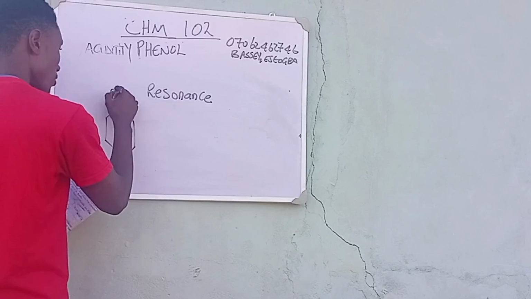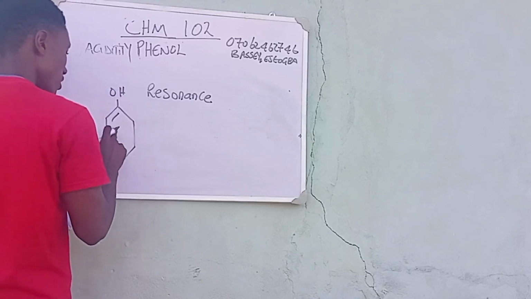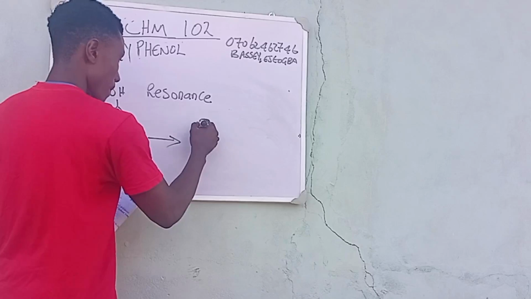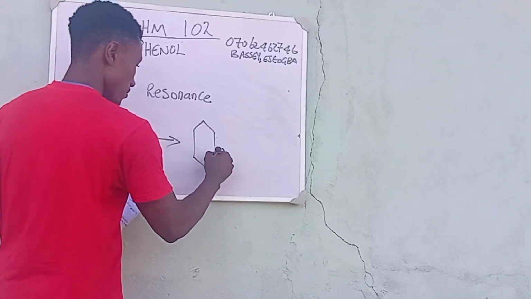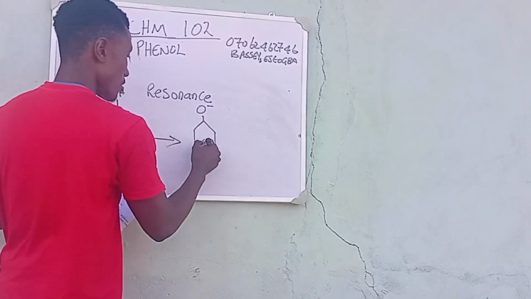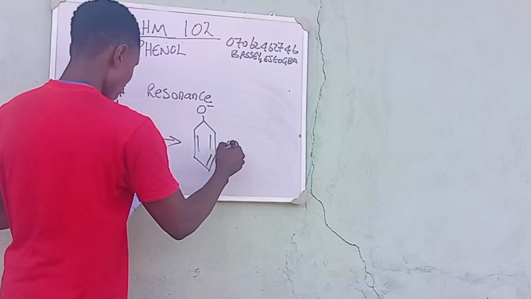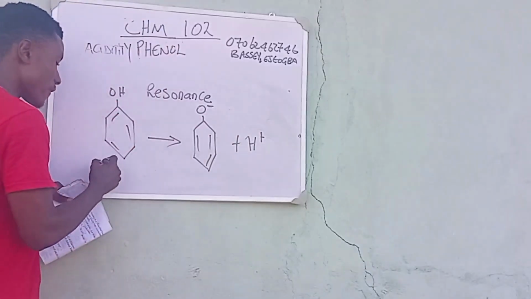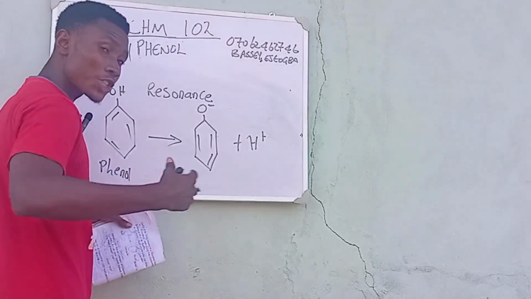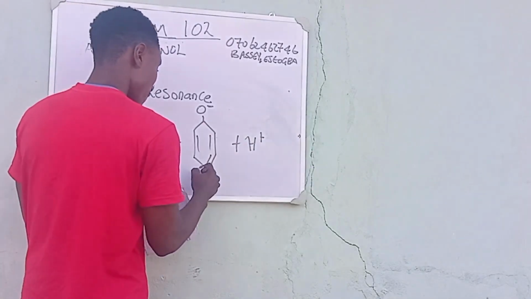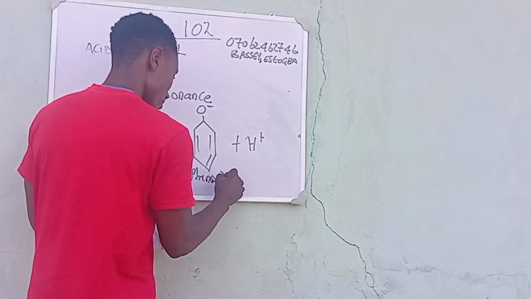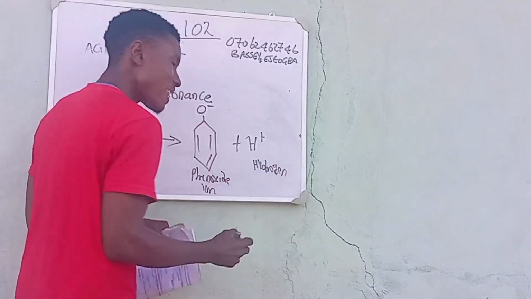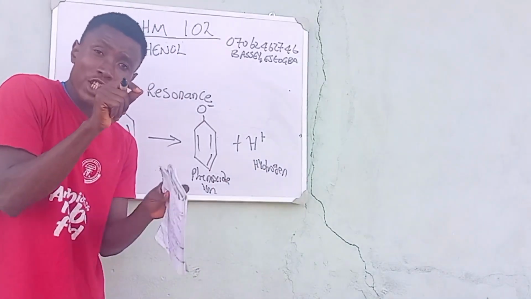This is what we are going to have on the board, giving us a forward reaction, O minus, giving us forward reaction plus H plus. This is O minus. So this is phenol dissociating without giving us a backward reaction, giving us phenoxide ion, and this is hydrogen ions.